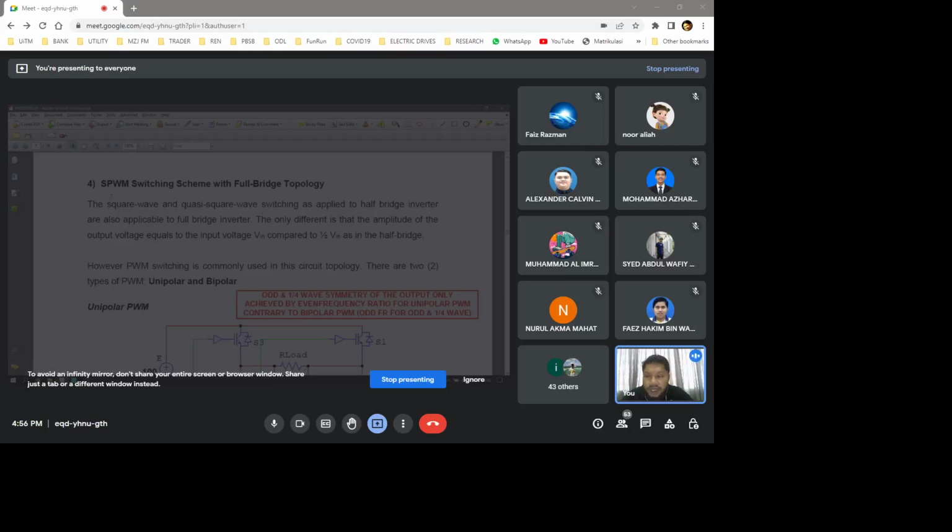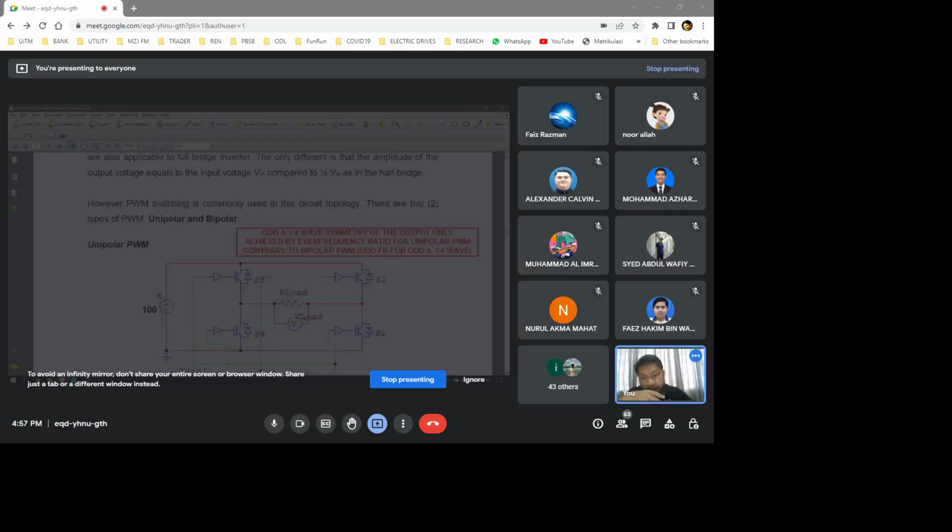Okay, so now, PWM switching schemes with full bridge topology. Here we look in detail at the full bridge topology. Full bridge means there's no capacitor, all components are switches at the leg, first leg and second leg. So you look at these notes here.